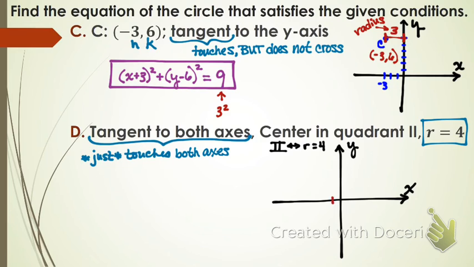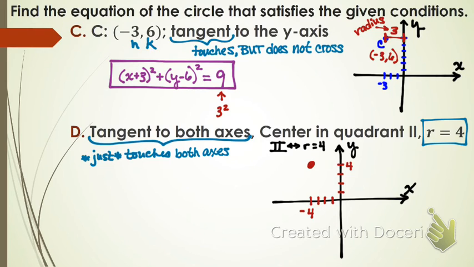Okay, so 1, 2, 3, 4. You guys agree that right here is 4 units away from my y-axis? So if I drew a circle right here, it would be tangent to my y-axis. It would just touch it, but it wouldn't be tangent to the x-axis yet, right? How do I need to move this so that it is 4 units away from my x-axis? Let's go up 4 units. 1, 2, 3, 4.